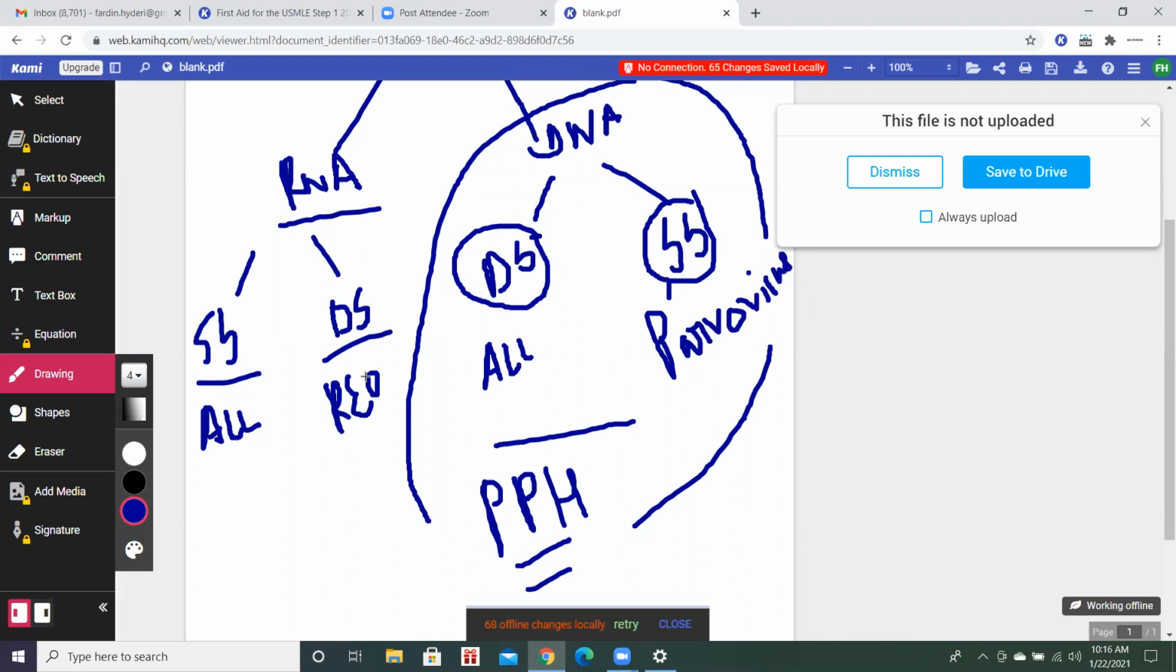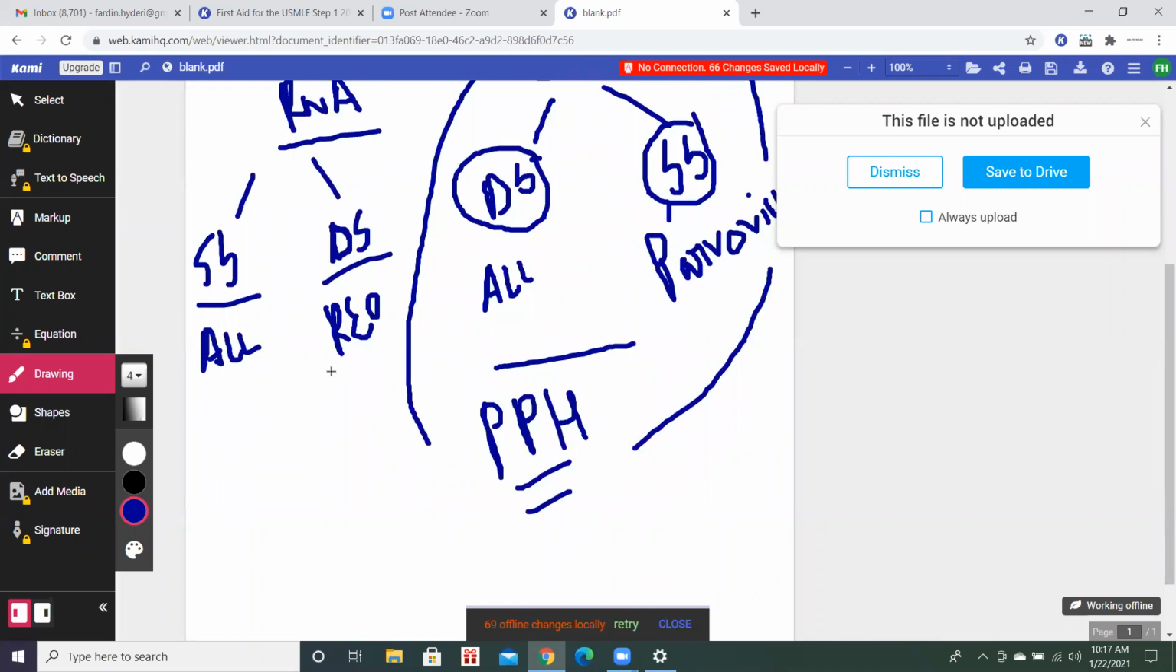Can anyone name one reovirus? Do you guys remember rotavirus? Rotavirus is a reovirus, okay? Reoviruses are double-stranded. So if they talk about a double-stranded RNA virus, the only virus concerned is reovirus, and most possibly rotavirus. And if they talk about single-stranded RNA viruses, then they're talking about a lot of other things.